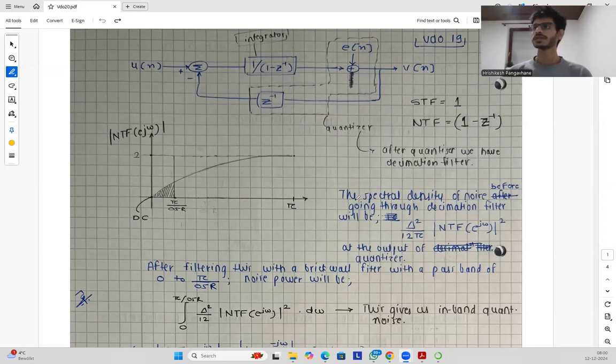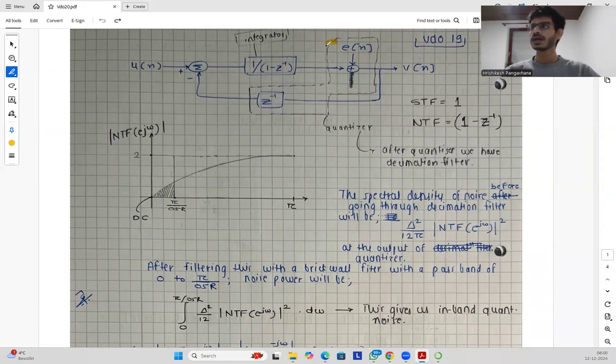In the previous video, we talked about introducing an integrator in order to do the noise shaping. So the phenomenon of noise shaping is basically based on the noise transfer function. We talked about it, we derived the function. The signal transfer function comes out to be 1 because we need the signal as it is, and the noise transfer function comes out to be 1 minus z inverse.